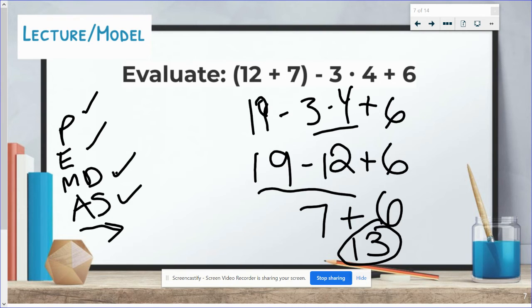Again, adding and subtracting and multiplying and dividing, those are all one step together. Multiplication and division, you just do in the order that you see it. And then adding and subtracting, you do in the order that you see it.